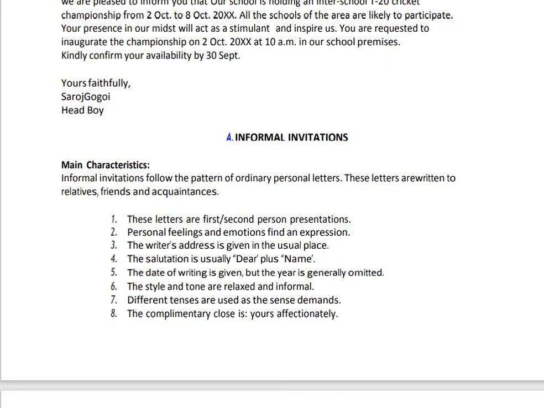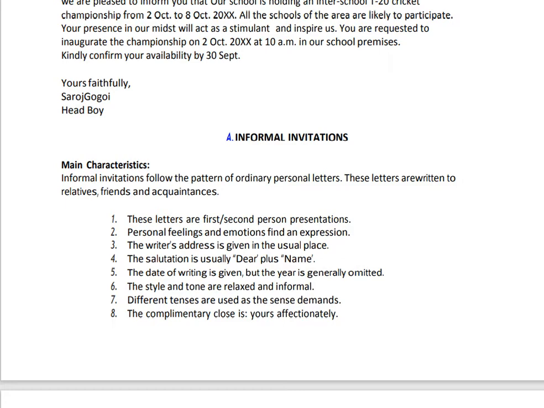The writer's address is given in the usual place. The salutation is usually "Dear" plus name. The date of writing is given, but the year is generally omitted. That is not required there. The style and tone are relaxed and informal. The style with which you write has to be informal.